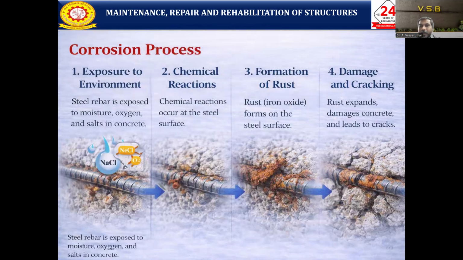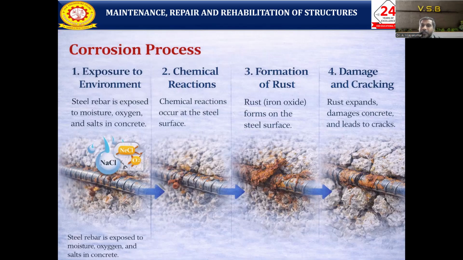So how does the corrosion process occur? We have a reinforcement, a steel bar, exposed to the environment. The steel rebar is exposed to moisture, oxygen and salt in the concrete; that is the initial exposure. The next step is a chemical reaction at the steel surface. Once moisture and steel react, rust, iron oxide, forms on the steel surface, causing damage and cracking.